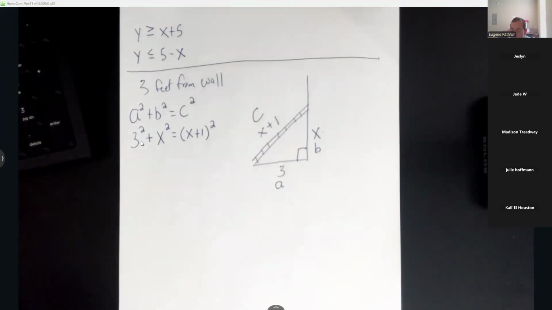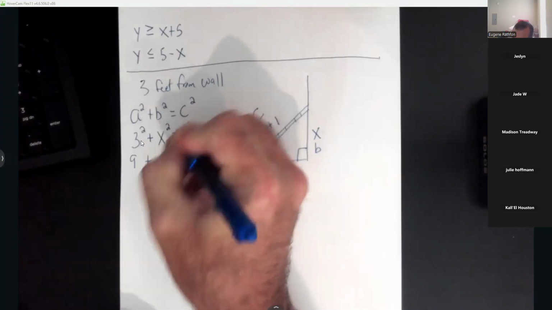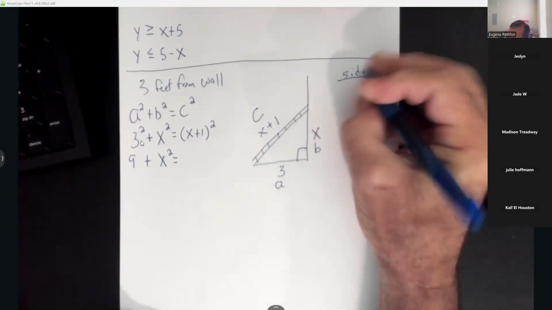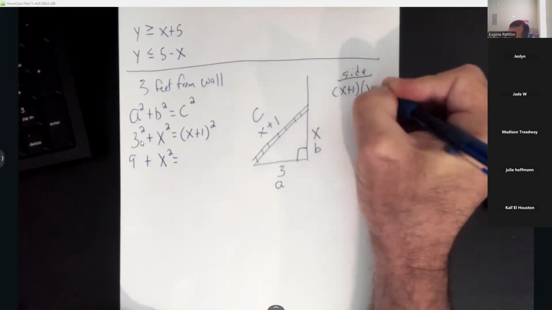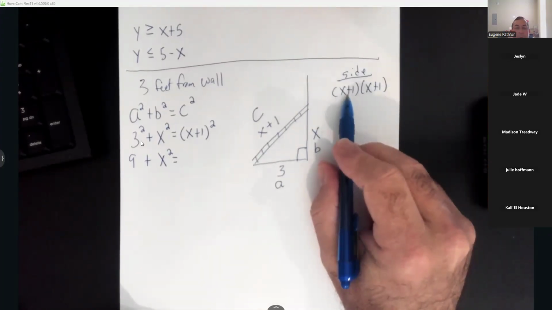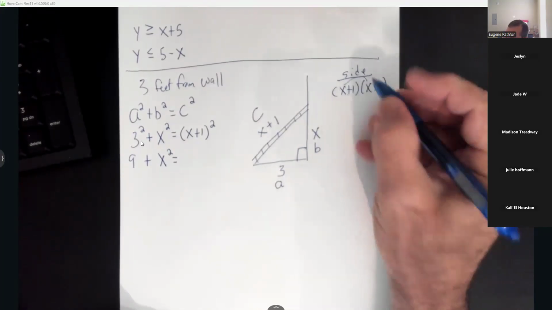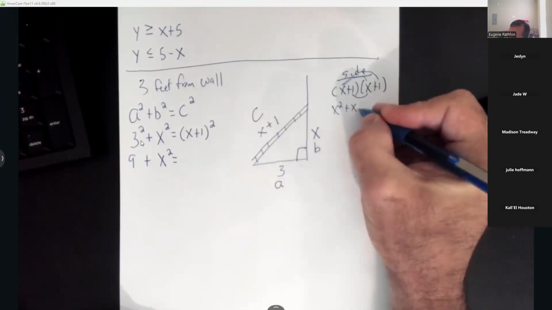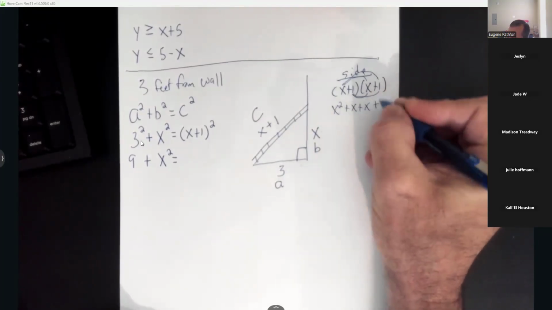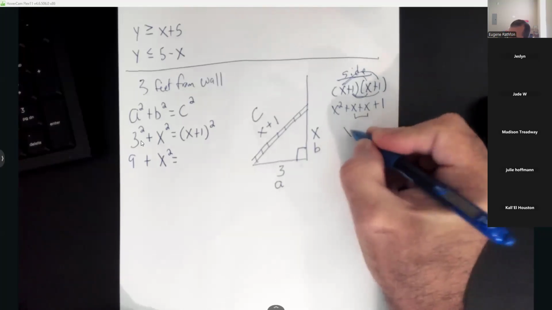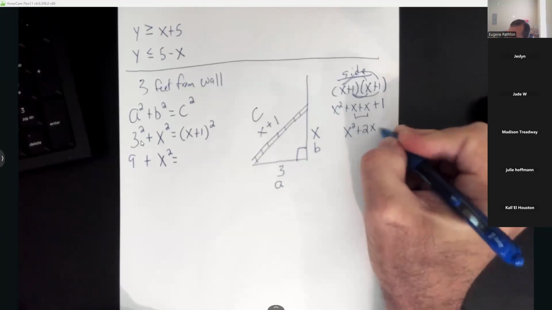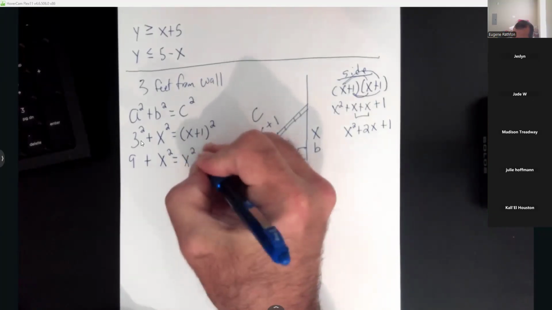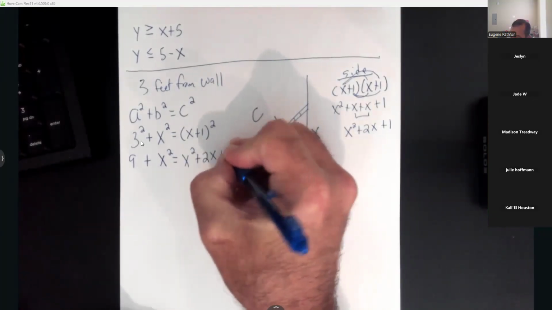All right, y'all, so let's solve this. 3 squared is 9 plus x squared. That's going to equal x plus 1 squared. So on the side, if you got to, x plus 1 squared is x plus 1 times x plus 1. FOIL that, you get an x squared plus 1x plus 1x plus 1 times 1 is 1. Add the like terms, we get x squared plus 2x plus 1. We can now replace the right side with that. X squared plus 2x plus 1.